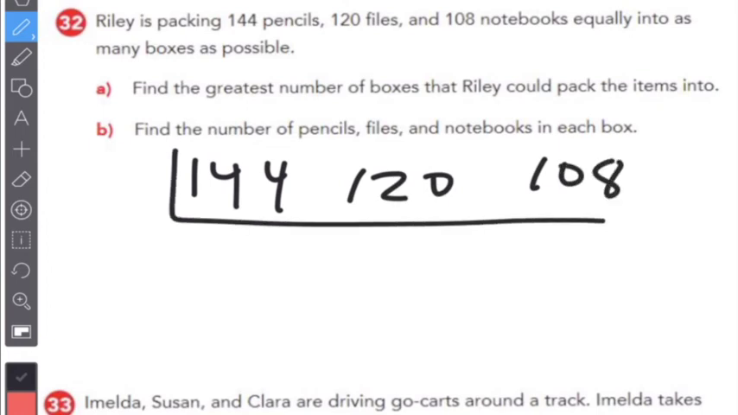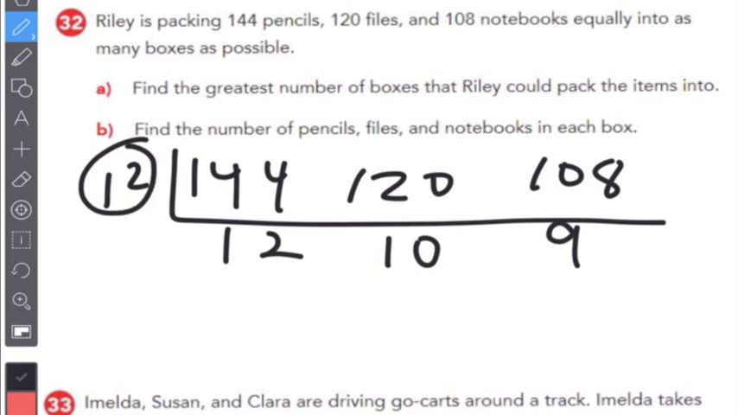And if I do a division ladder, I could start with, well, I'm going to tell you right away, I know 12 goes into them. So 12 into 144 is 12, 12 into 120 is 10, 12 into 108 goes 9. So the greatest common factor is 12. So the greatest number of boxes is going to be 12.